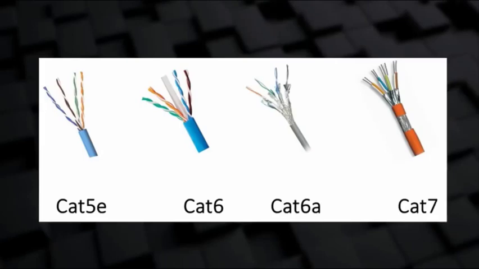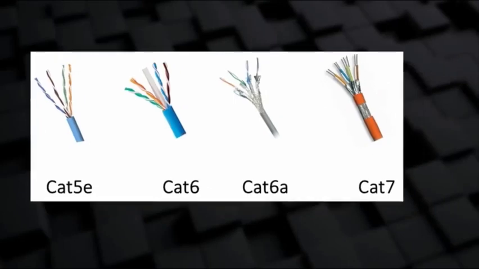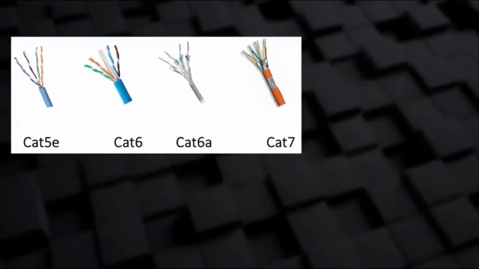Sometimes there'll be an E or an A at the end of the name. Cat5e and Cat6a are examples of this. This is where the original standard has been improved upon. Newer standards support better speeds over longer distances. For example, you can use a Cat5 cable on a 100 meg network.